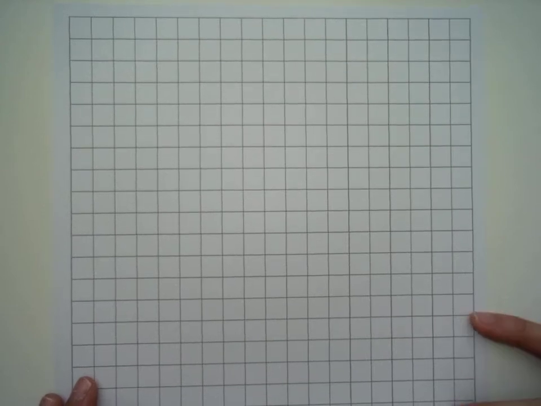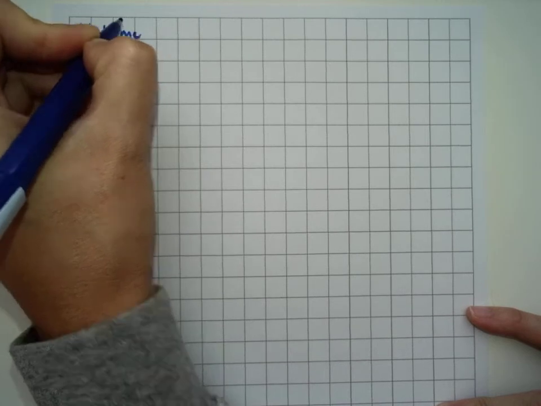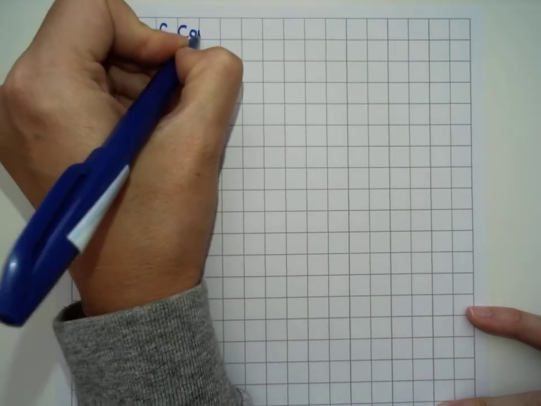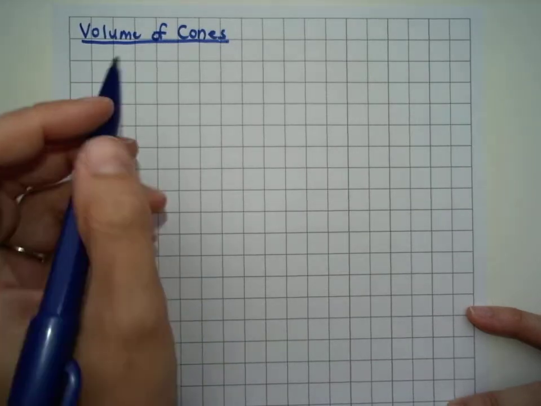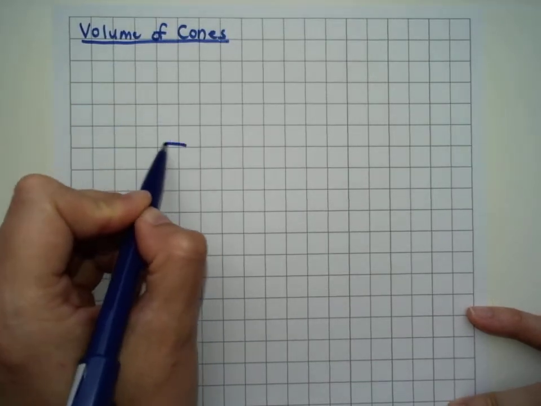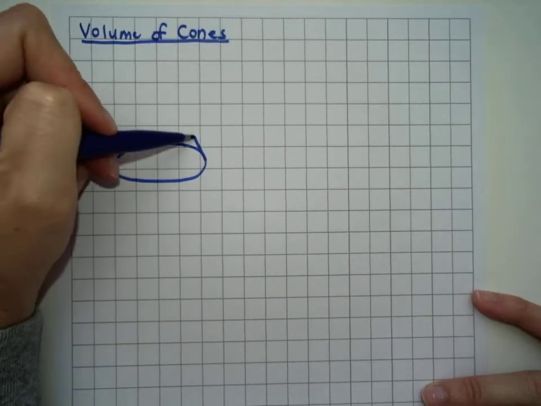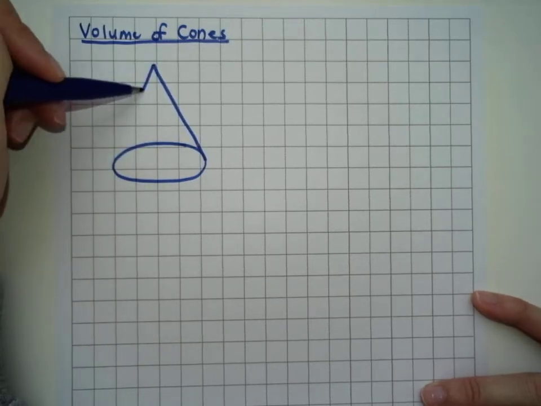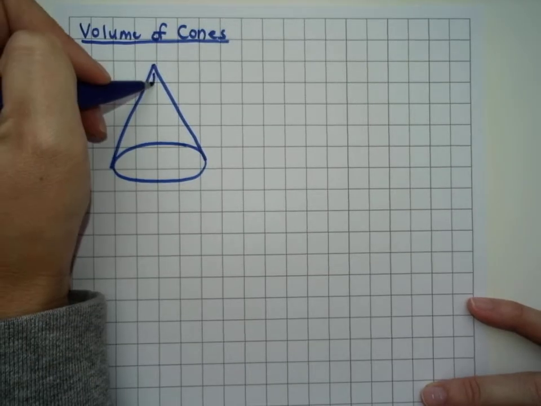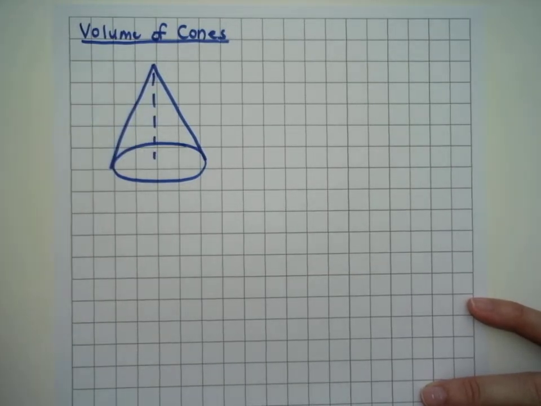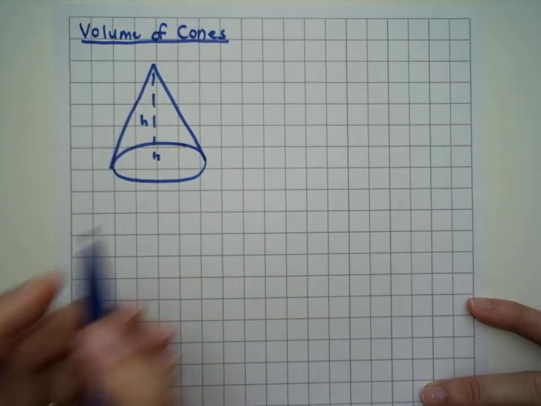Okay, today we are going to be finding the volume of cones. So a cone, you can kind of think of like an ice cream cone. And our height, again, has to form a 90-degree angle with the base.